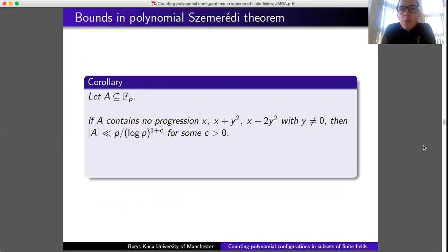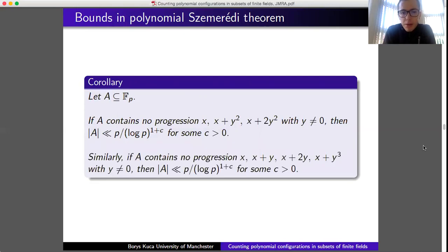So let me give some corollaries of the two results that I've just stated. Let A be a subset of F_p again. If A contains no progression of the form x, x plus y squared, x plus 2y squared with non-zero y, meaning no three-term arithmetic progression with square difference, then A will have size at most this quantity. And similarly, if A contains no progression of the form x, x plus y, x plus 2y, x plus y cubed, then it will have, again, at most this size.